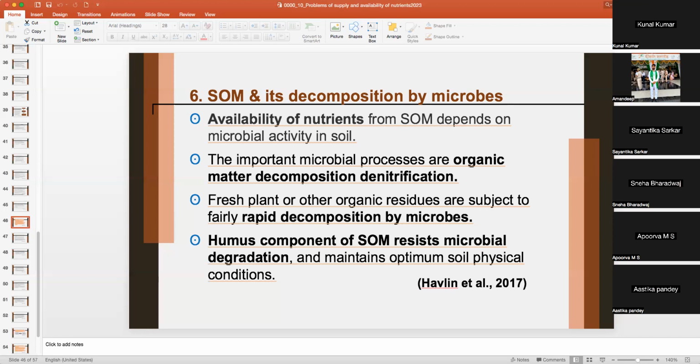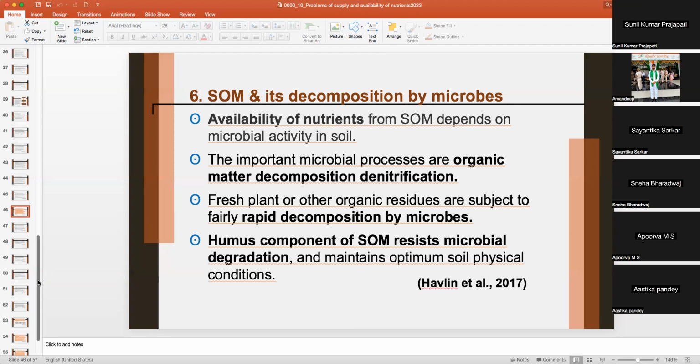Fresh plant or other organic residues are subjected to rapid decomposition. The humus component of soil organic matter resists microbial degradation and maintains optimum physical condition. So organic matter plays an important role directly, supplying nutrients through mineralization, and humus also facilitates nutrient availability in the soil through better water relations, etc.